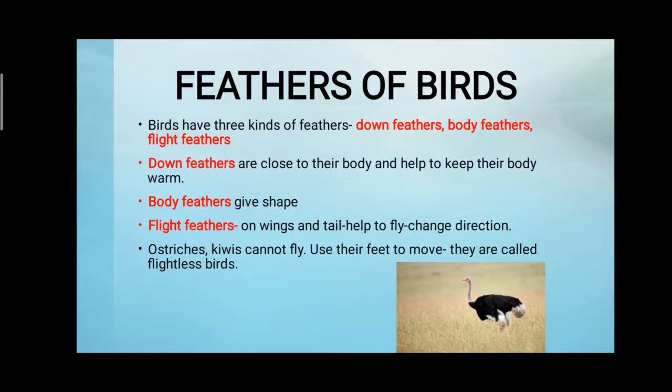First, down feathers. Down feathers are very close to their body, touching the skin. They help to keep their body warm. Then body feathers. Body feathers give a shape to the bird.